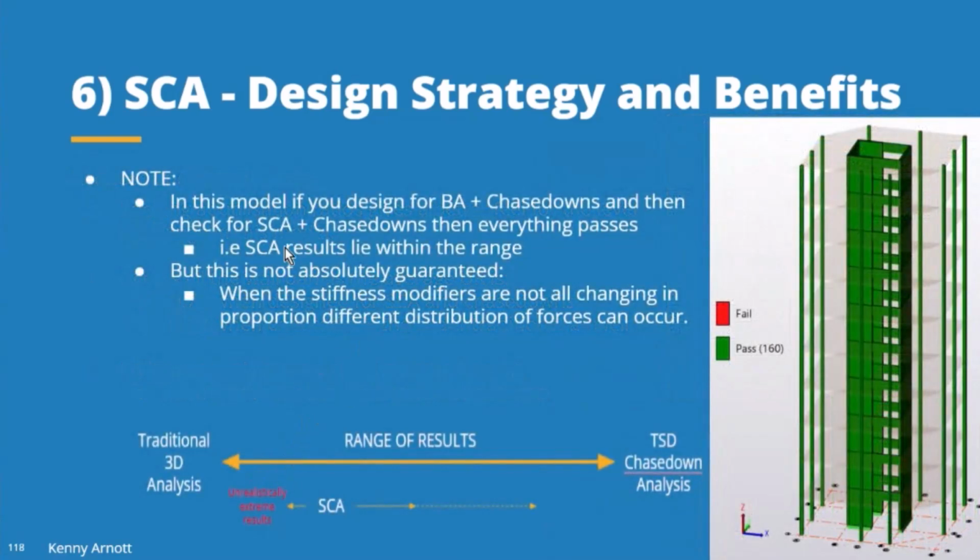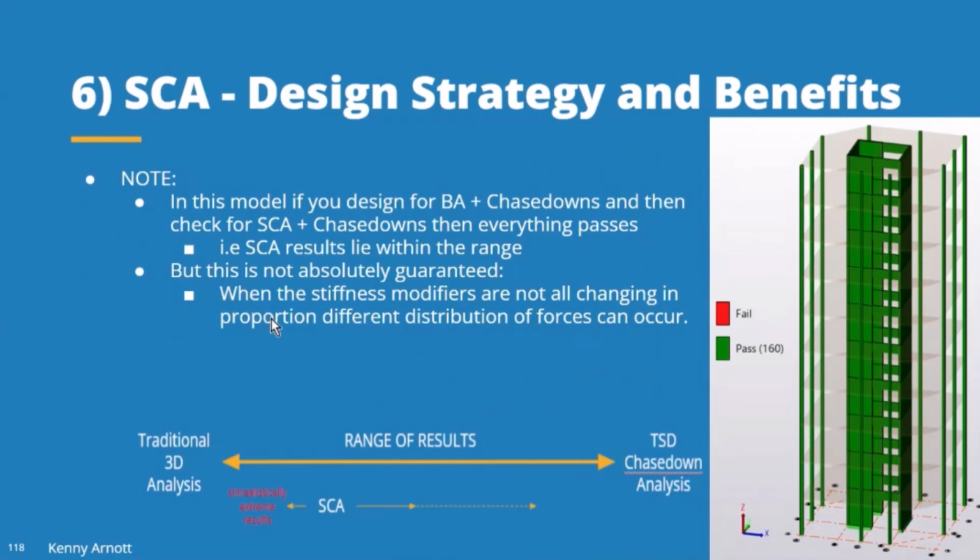And a final note while I'm working with this model, I'm constantly talking about how I've got traditional 3D analysis at one end of the range, chase downs at the other, and that stage construction analysis is capable of producing results that are input dependent that lie somewhere in this range. For this particular model, if I design it for the building analysis and the chase downs and then check it for the stage construction analysis, everything still passes. So for this model, that's proving that everything lies within the range.